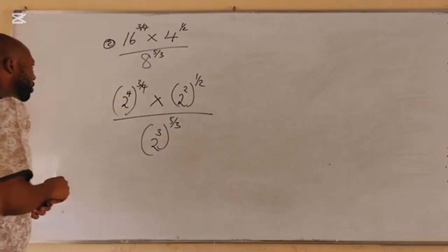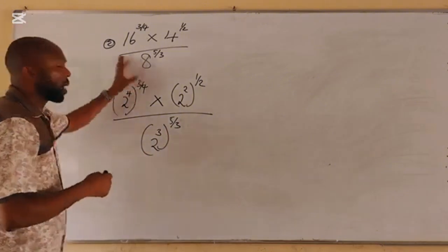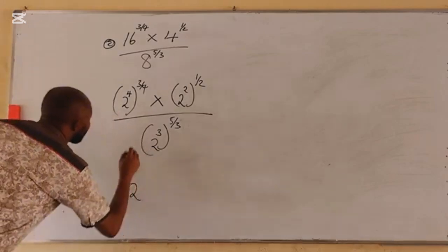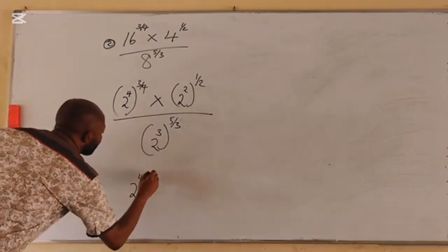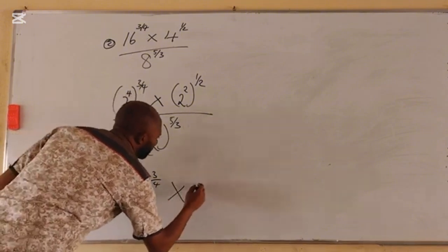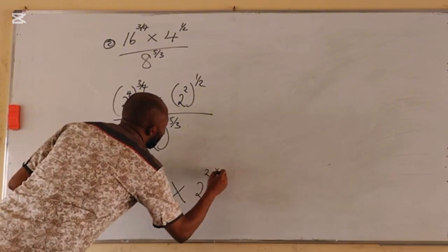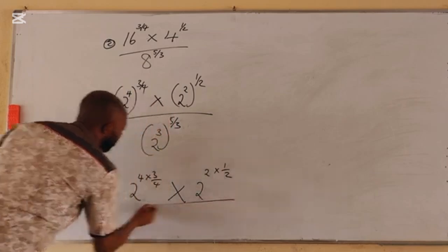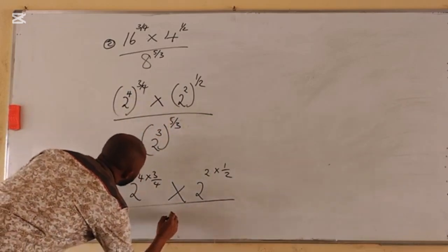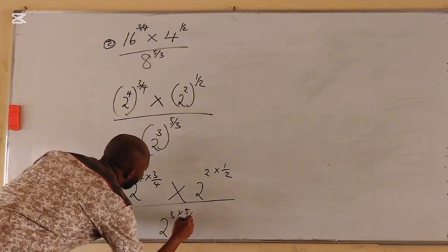So if I move on to apply the powers law, I will have 2 raised to the power 4 times 3 over 4, times 2 raised to the power 2 times 1 over 2, over 2 raised to the power 3 times 5 over 3.